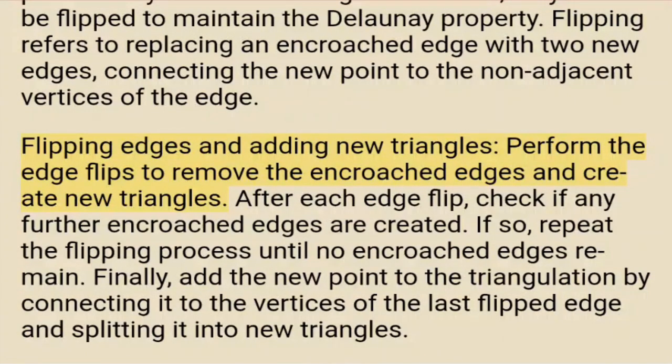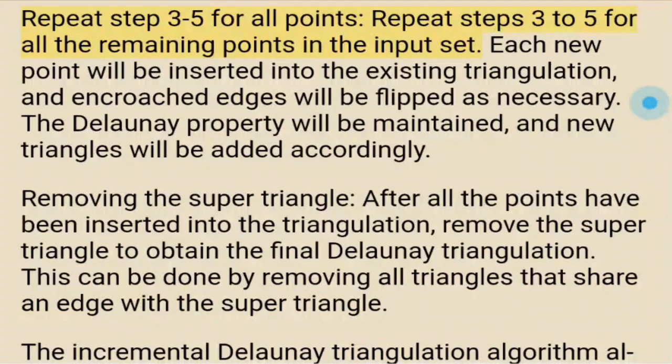Flipping edges and adding new triangles. Perform the edge flips to remove the encroached edges and create new triangles. After each edge flip, check if any further encroached edges are created. If so, repeat the flipping process until no encroached edges remain. Finally, add the new point to the triangulation by connecting it to the vertices of the last flipped edge and splitting it into new triangles. Repeat steps 3 to 5 for all points. Repeat steps 3 to 5 for all the remaining points in the input set. Each new point will be inserted into the existing triangulation, and encroached edges will be flipped as necessary. The Delaunay property will be maintained, and new triangles will be added accordingly.